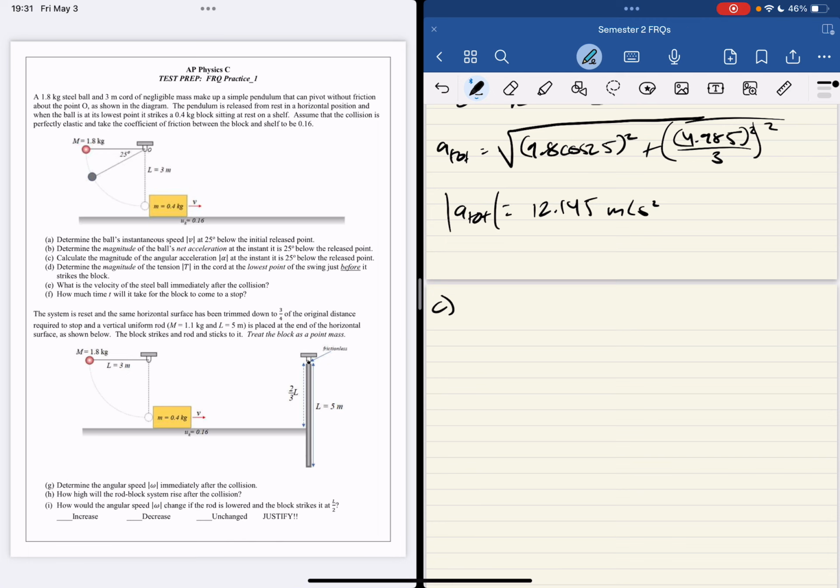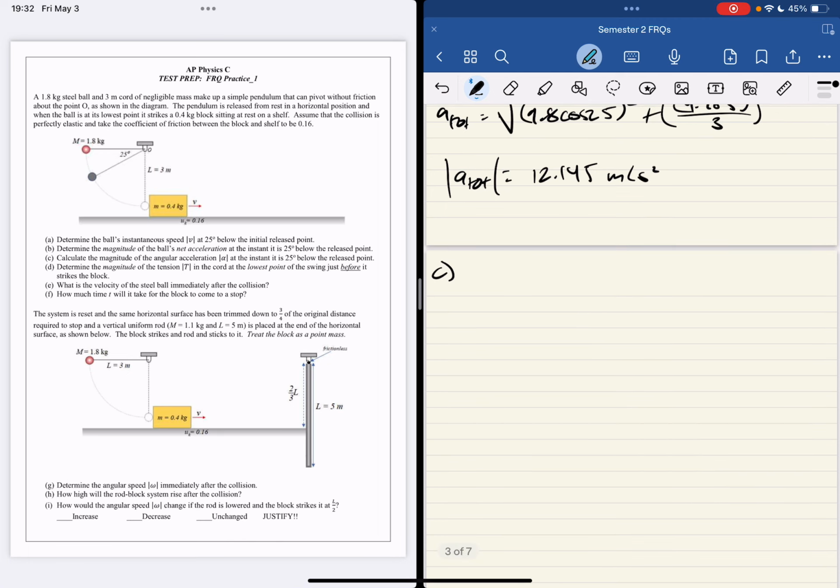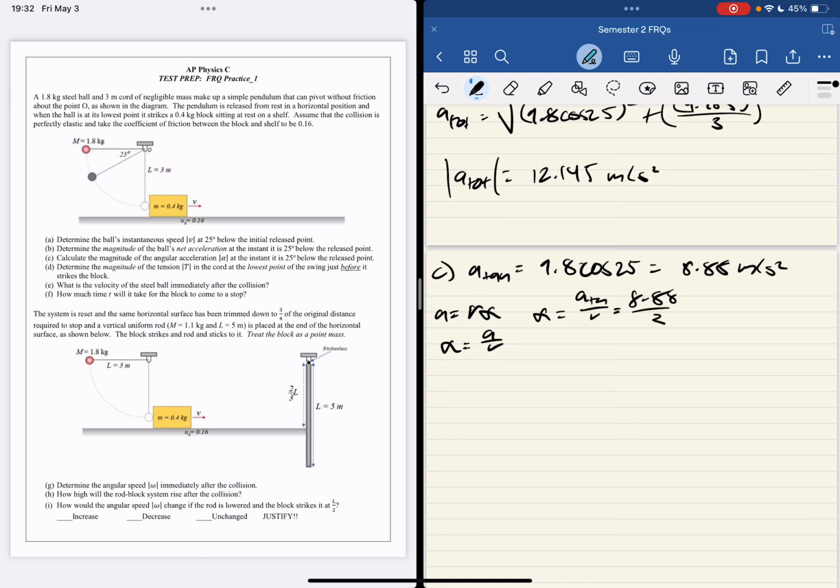On to part C. They want the magnitude of the angular acceleration. So we're going to need to find our A_tan again. So our A_tan is 9.8 cosine of 25, and that's going to simplify to 8.88 meters per second squared. We know that a is equal to R alpha, and alpha is going to be equal to a over R. So alpha is going to equal A_tan over R, which is equal to 8.88 over 3. And that's going to be simplified down to 2.96 rads per second squared. Okay, on to part D.